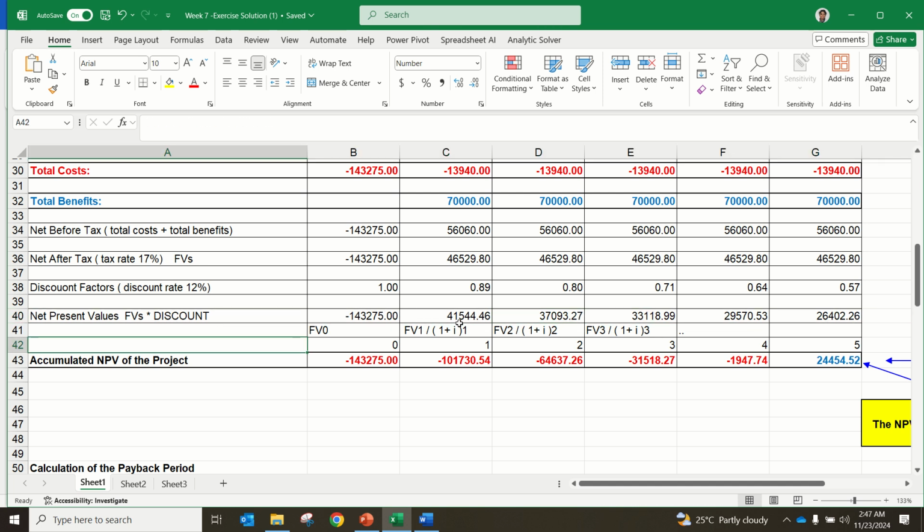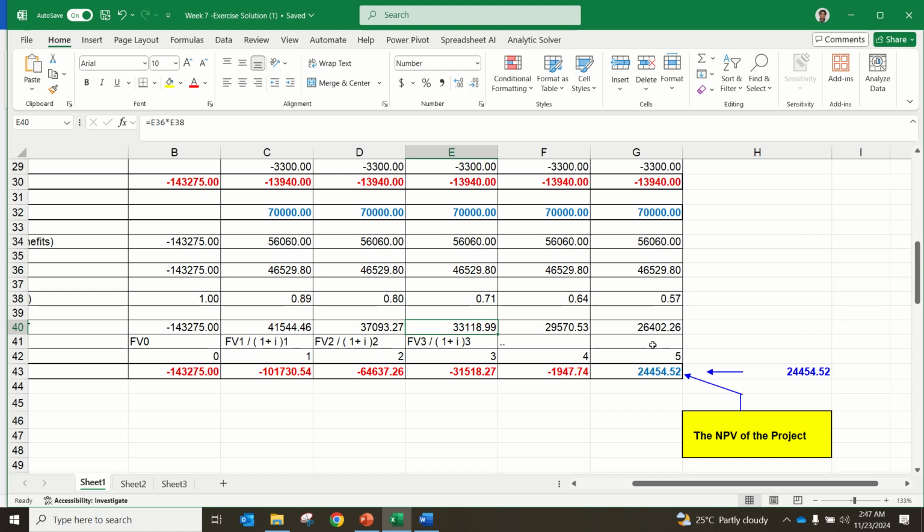Now you know each of the components. What you need to do is find out the accumulated value. For the first year it is exactly the same. For the second year, it is this value plus this value. For the third year, it is this value plus this value, or you can also say this plus this plus this. Either way, finally you will get the whole NPV. This value is nothing but the NPV.